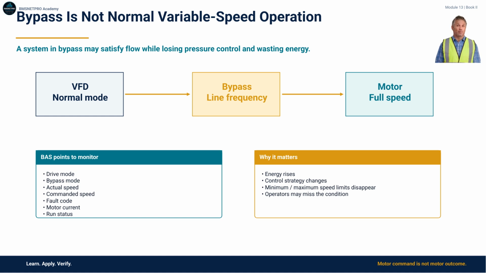Bypass can keep equipment running when a drive has failed or is being serviced, but bypass is not the same as normal variable speed operation. In bypass, the motor usually runs at line frequency, often full speed. The system may satisfy airflow or flow, but it may lose pressure control and waste energy. The BAS should clearly monitor drive mode, bypass mode, commanded speed, actual speed, fault code, motor current, and run status.